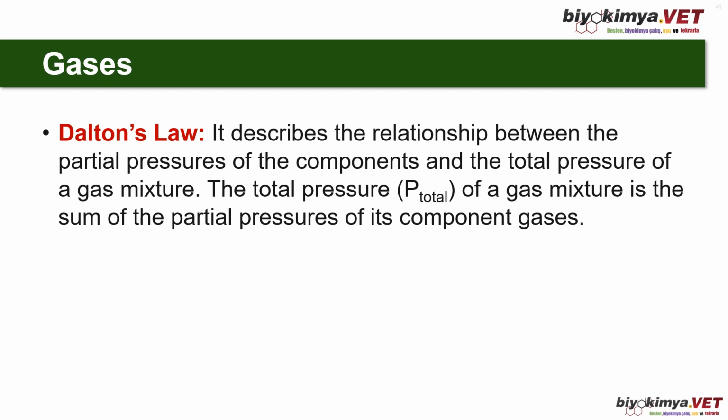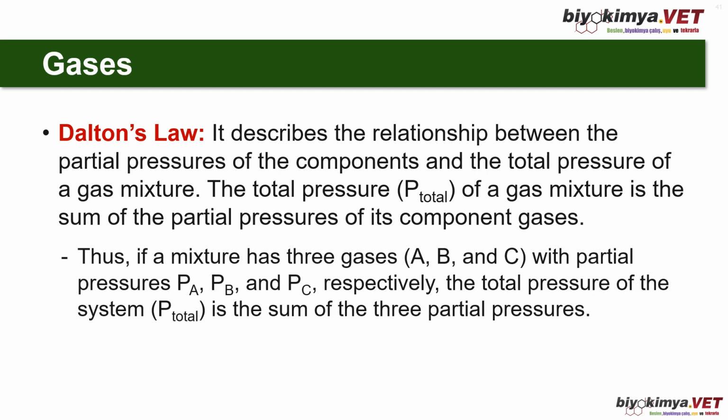And it's time for Dalton's law. It describes the relationship between the partial pressures of the components and the total pressure of a gas mixture. The total pressure, P total, of a gas mixture is the sum of the partial pressures of its component gases. Thus, if a mixture has three gases, A, B, and C, with partial pressures P A, P B, and P C respectively, the total pressure of the system is the sum of the three partial pressures, as seen in the equation.